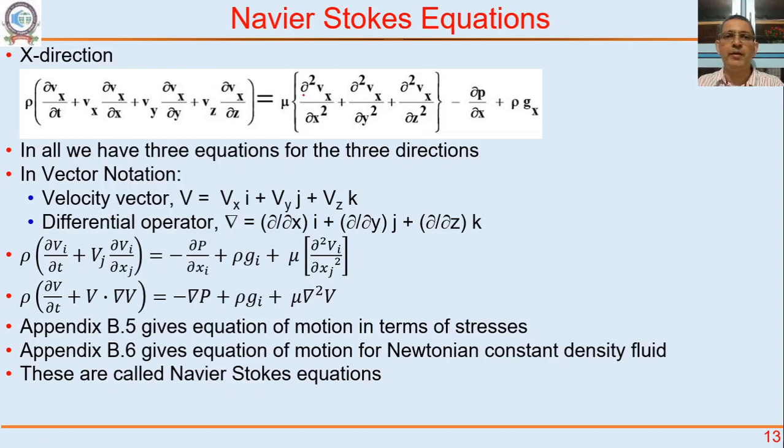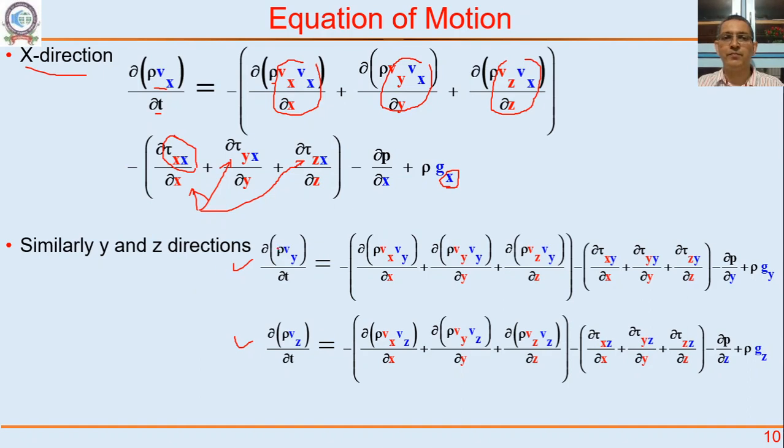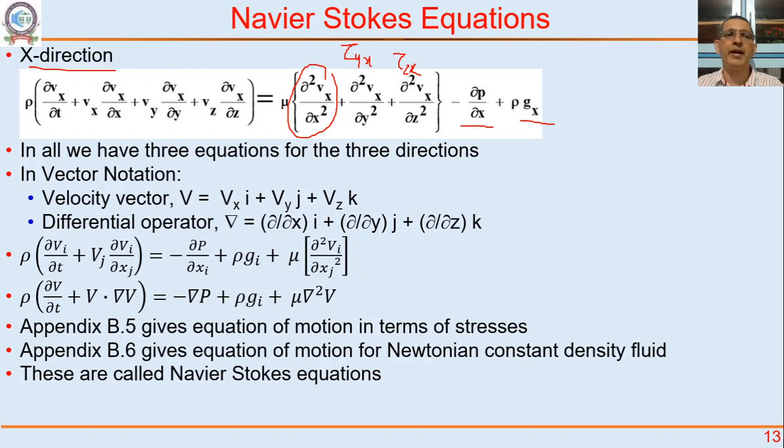Right hand side, mu del square vx by del x square, del square vx by del y square, del square vx by del z square. This is coming from tau xx, this is coming from tau yx, and this is coming from tau zx. That's the meaning of these. There will be minus del p by del x and there will be rho gx. Okay? This is in the x direction. Same way we have to do for y direction and z direction. This equation and this equation. So you will get three equations because there is a force balance in all the three directions.